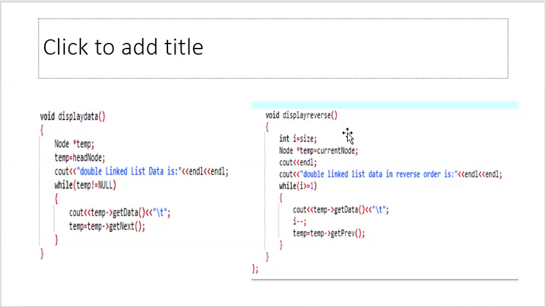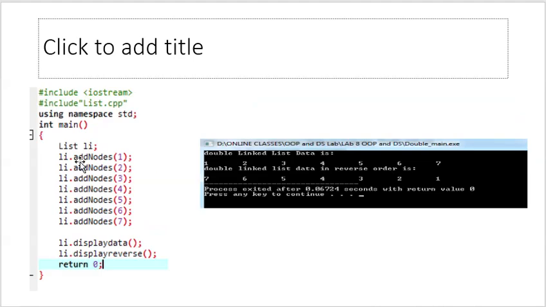And here the display reverse will simply reverse our nodes. So here i is equal to size, as we have mentioned the size in our insert nodes. The node temp is equal to the current node, and it will go with the decrement. It will take the last node first, and then, see how temp gets data, and then it goes to the previous. It will take us to the previous nodes like this.